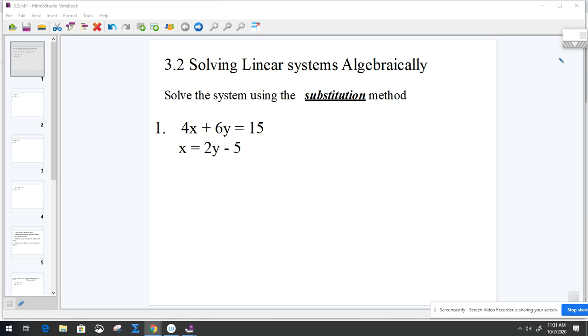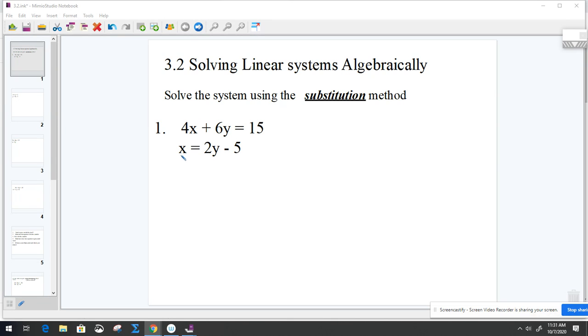3.2, solving linear equations algebraically. So we worked yesterday in solving these systems through graphing and finding where the lines intersect. Well, now I'm going to show you a couple of different methods that work algebraically. The first one being substitution.